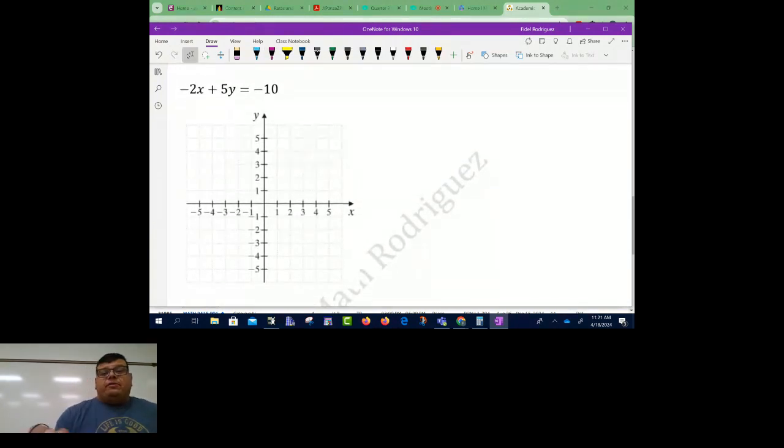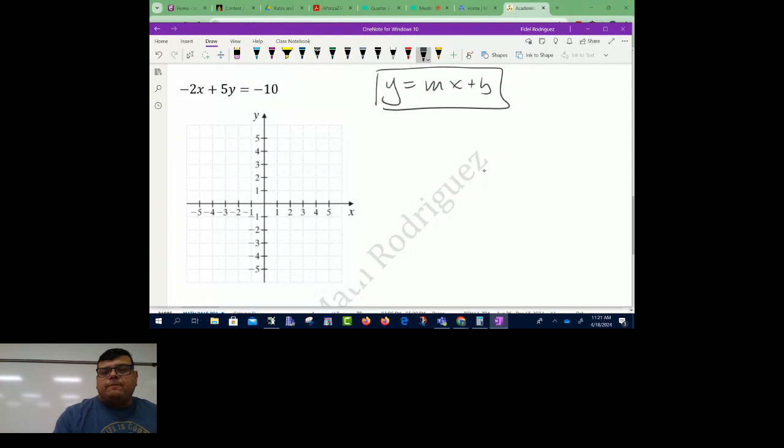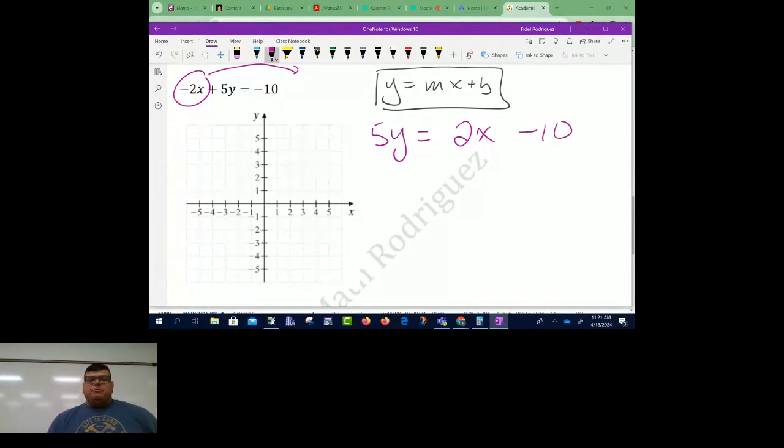First thing, y'all, I'm going to think about this y equals mx plus b form. So I want to get the letter y by itself. First thing I'm going to do is move that 2x over. So I get a 5y. When I move the 2x over, it becomes positive. We're crossing the equal sign, so the sign of my number is going to change. Step number 2, we're going to divide everything by 5.